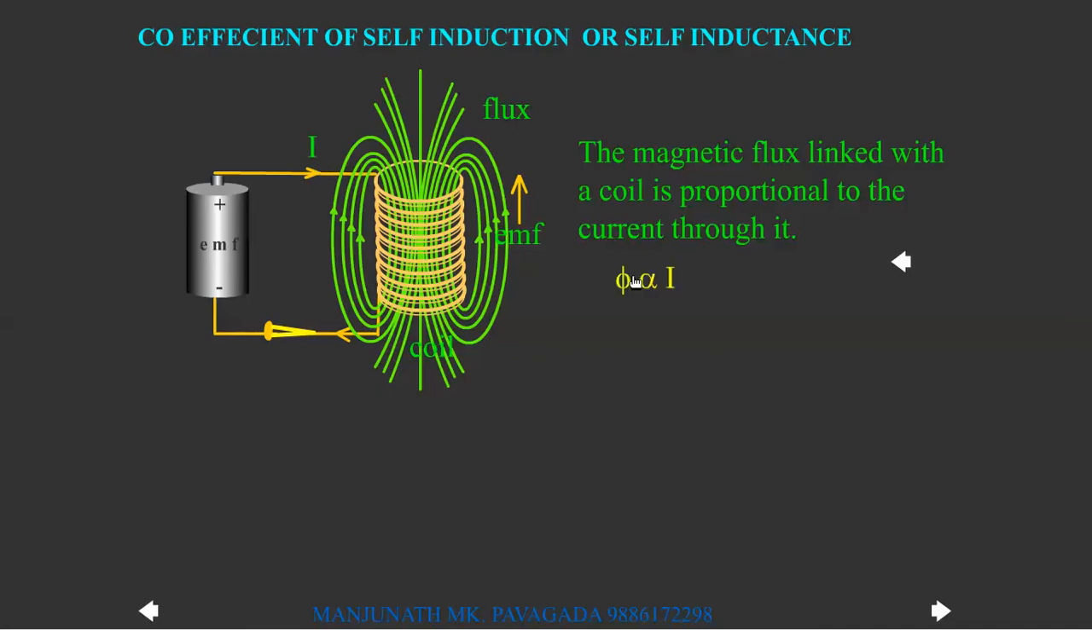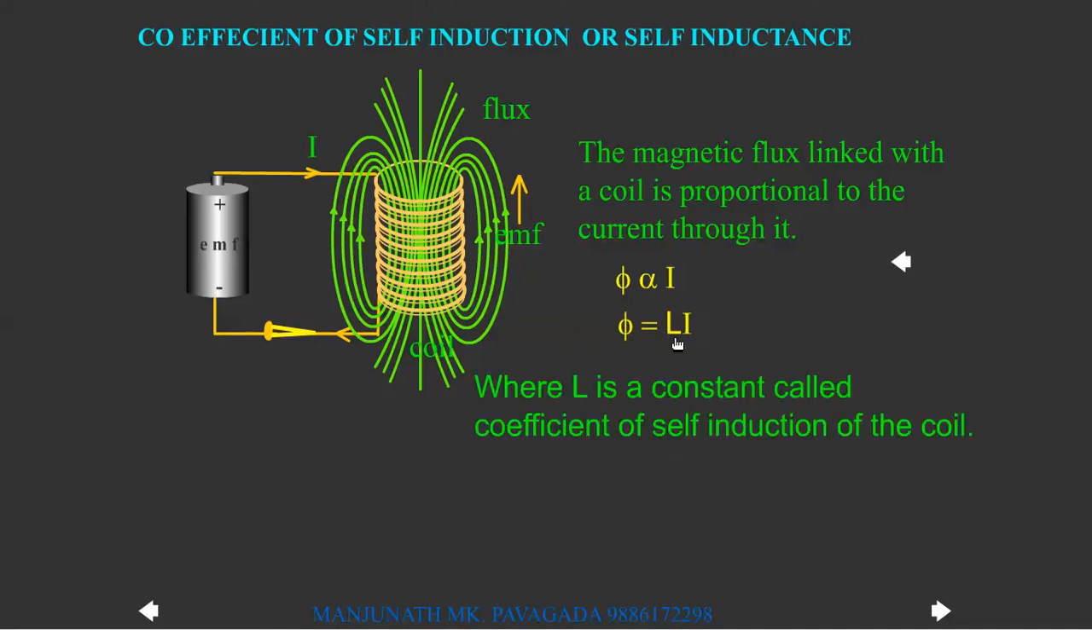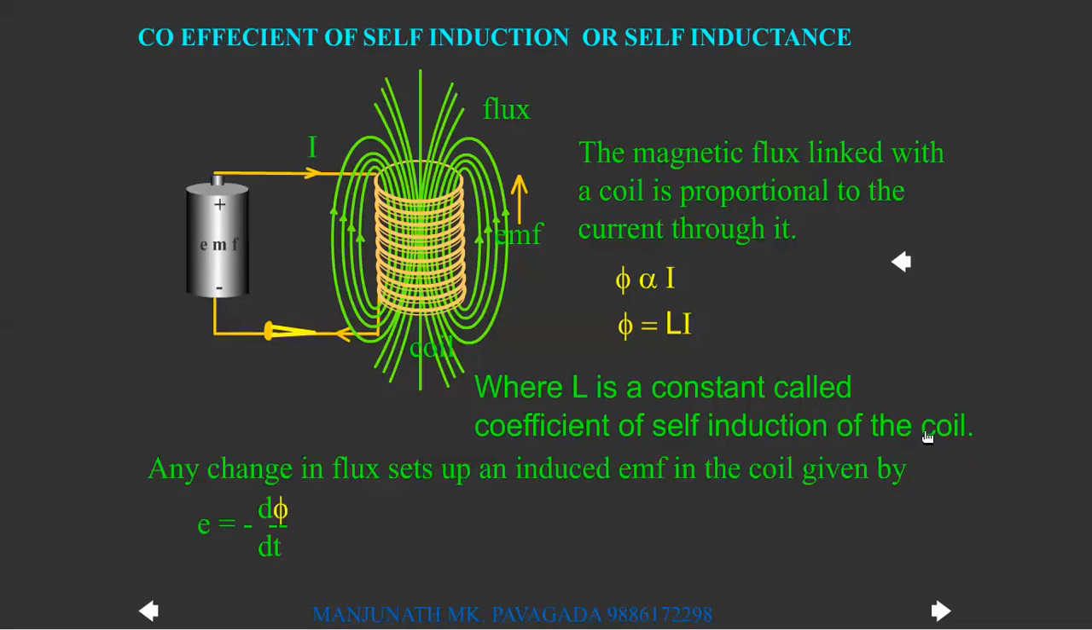So this can be written as phi is proportional to I. Phi is flux, meaning the number of field lines, and I is the current. So phi is equal to L into I. This constant L is known as the coefficient of self-induction of the coil, or self-inductance.